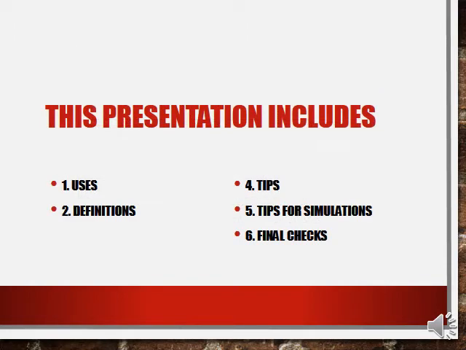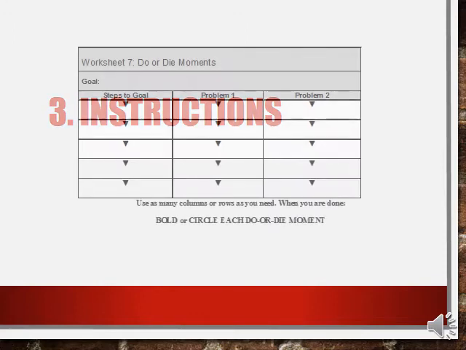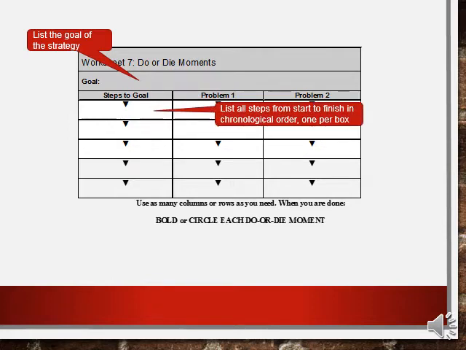Let's look at section 3, instructions for completing the worksheet. Worksheet 7 has an unusually high number of instructions. There are 8. First, list the goal of the strategy. Next, list all the steps for the strategy from start to finish in chronological order, 1 per box.